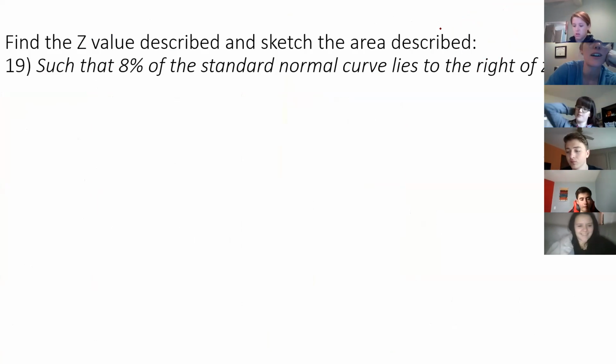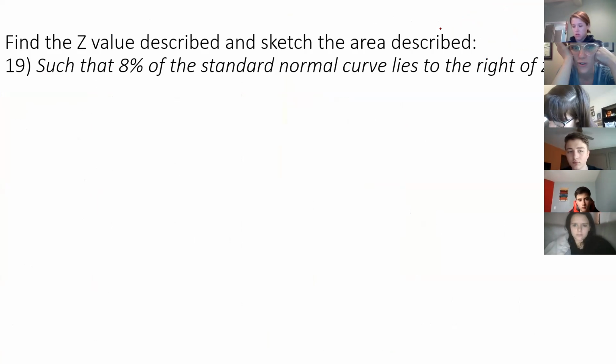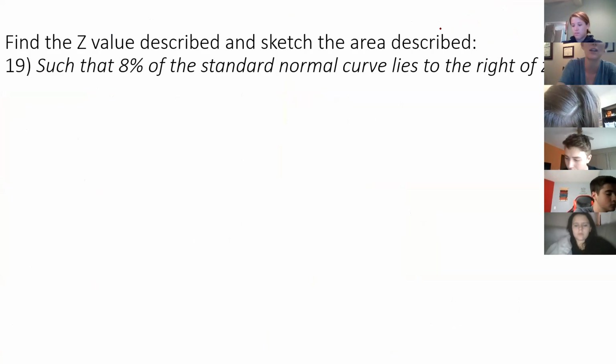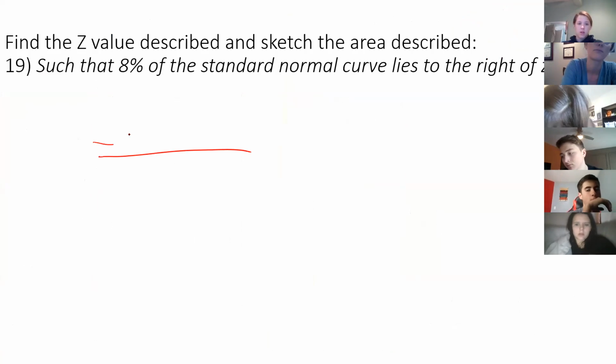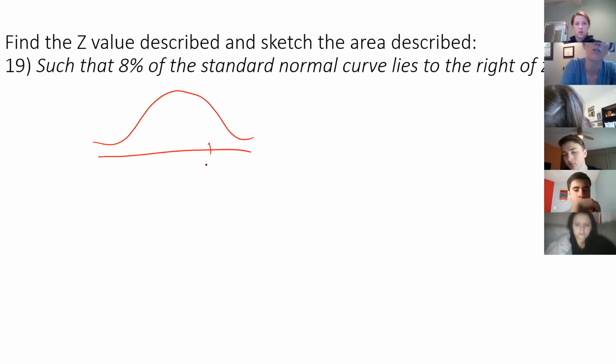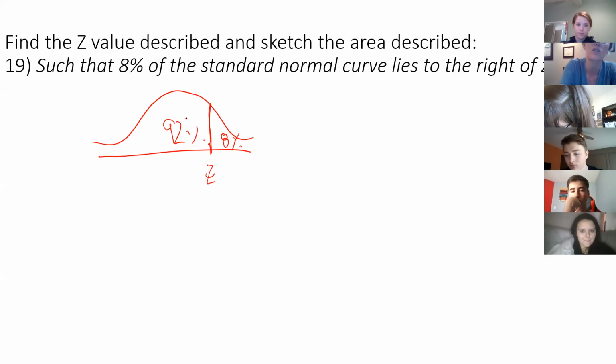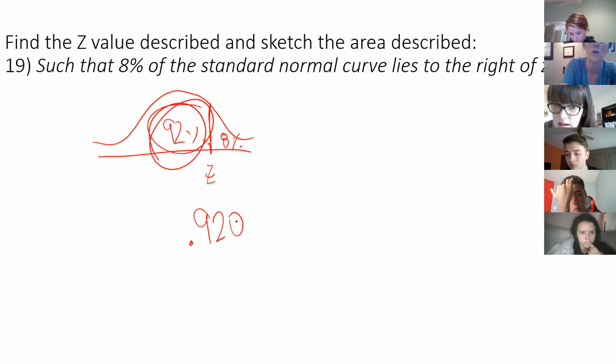Okay, let's do the next one. Here's number 19. Find the z-value described and sketch the area described so that 8% of the standard normal curve lies to the right. Alarm bells, it's to the right. So what does that mean? You are looking for 0.92. If I want 8% over here, then 92% over here. So I'm looking for the 92 in my curve, 0.9200.